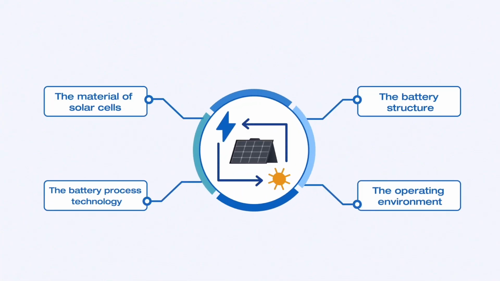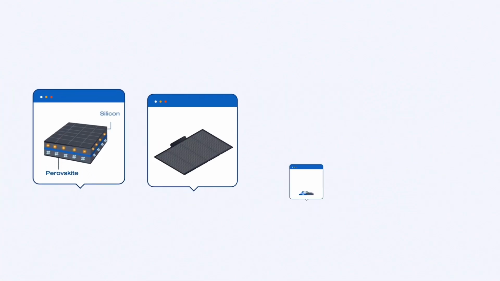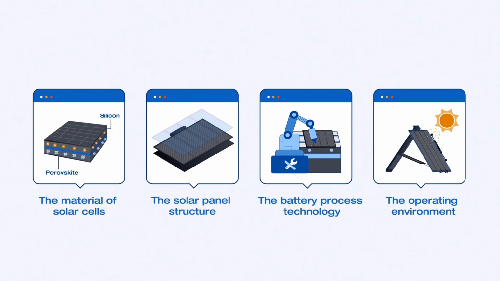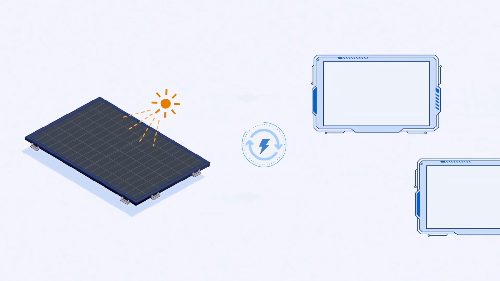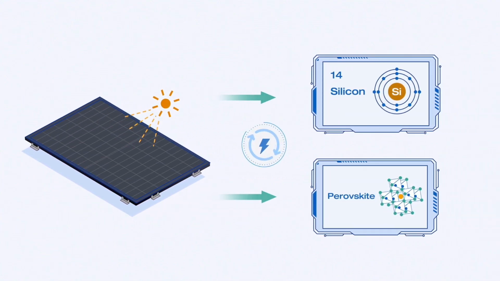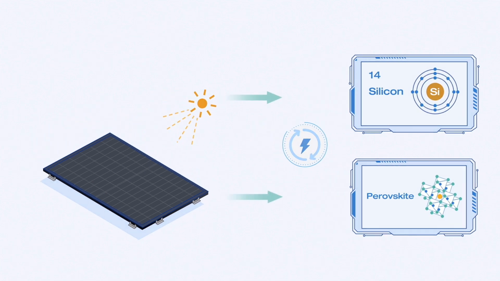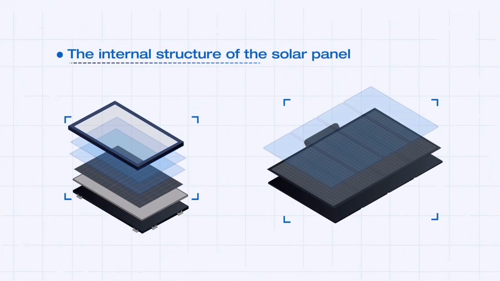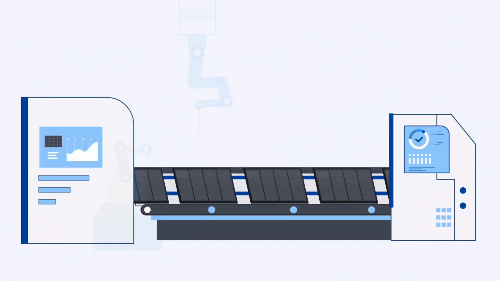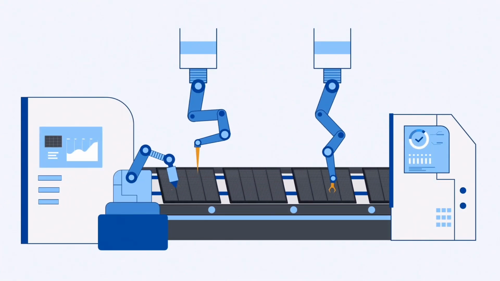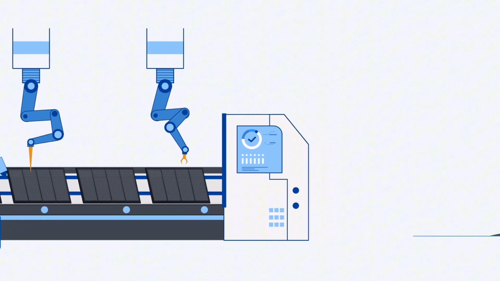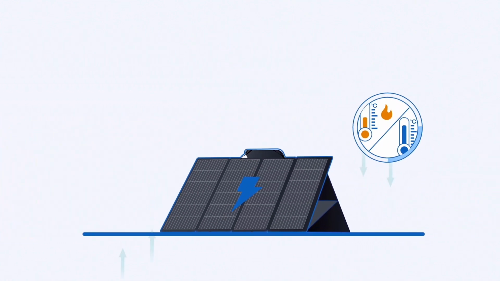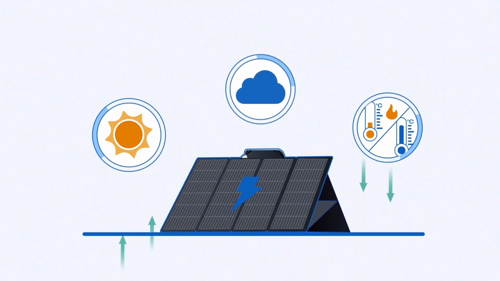Four main factors affect the conversion rate: solar cell material, battery structure, battery process technology, and the operating environment. Firstly, different solar cell materials, such as silicon, perovskite, etc., have different photoelectric characteristics affecting conversion efficiency. Secondly, is the internal structure of the solar panel. Thirdly, the precision of the manufacturing process directly affects the quality and efficiency of the solar panel. Lastly, environmental factors such as temperature and light intensity can affect the performance of solar cells.